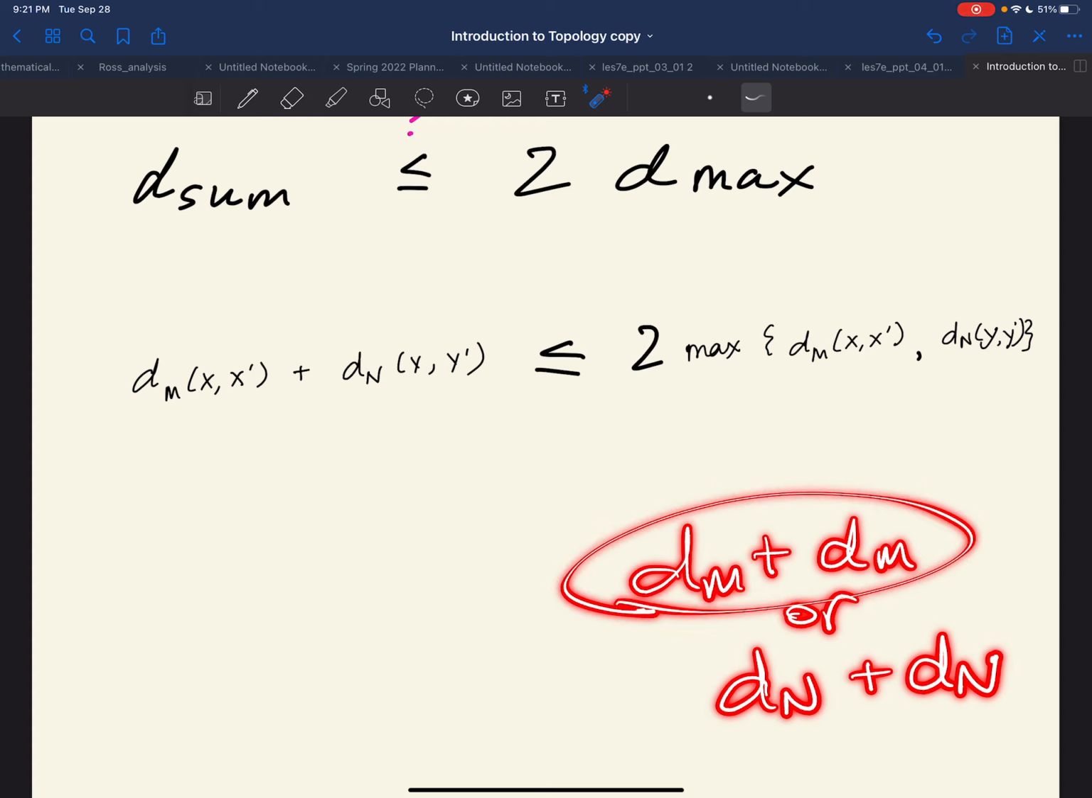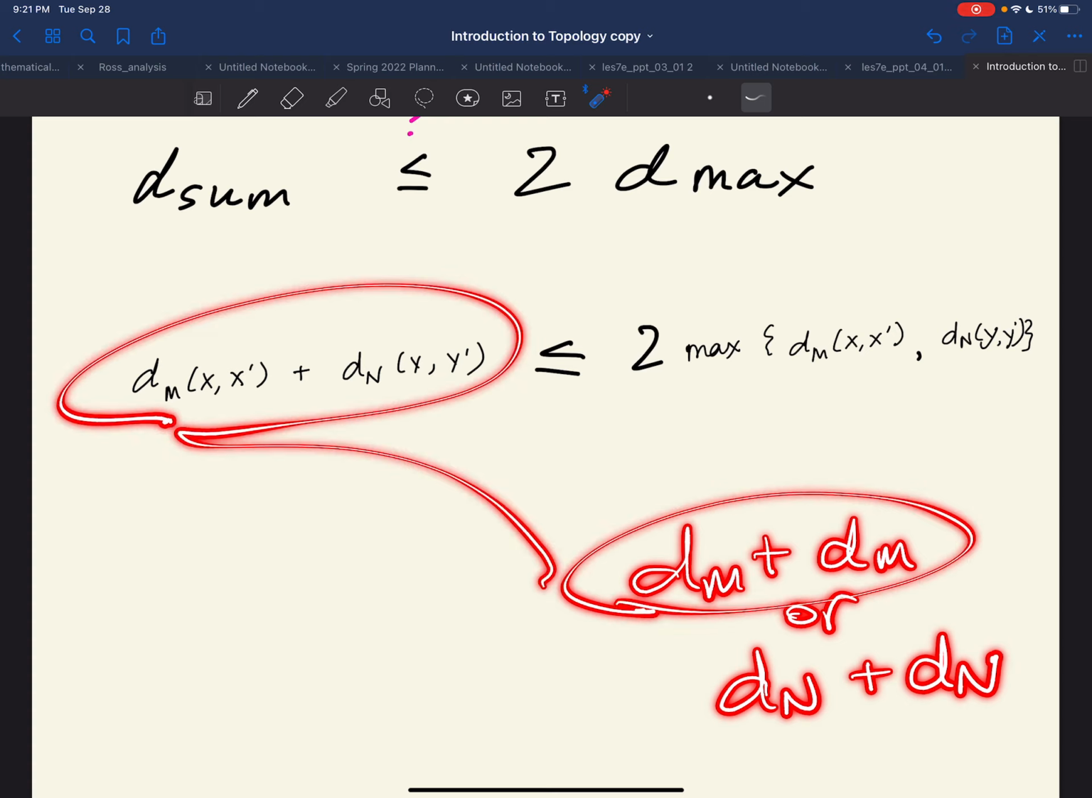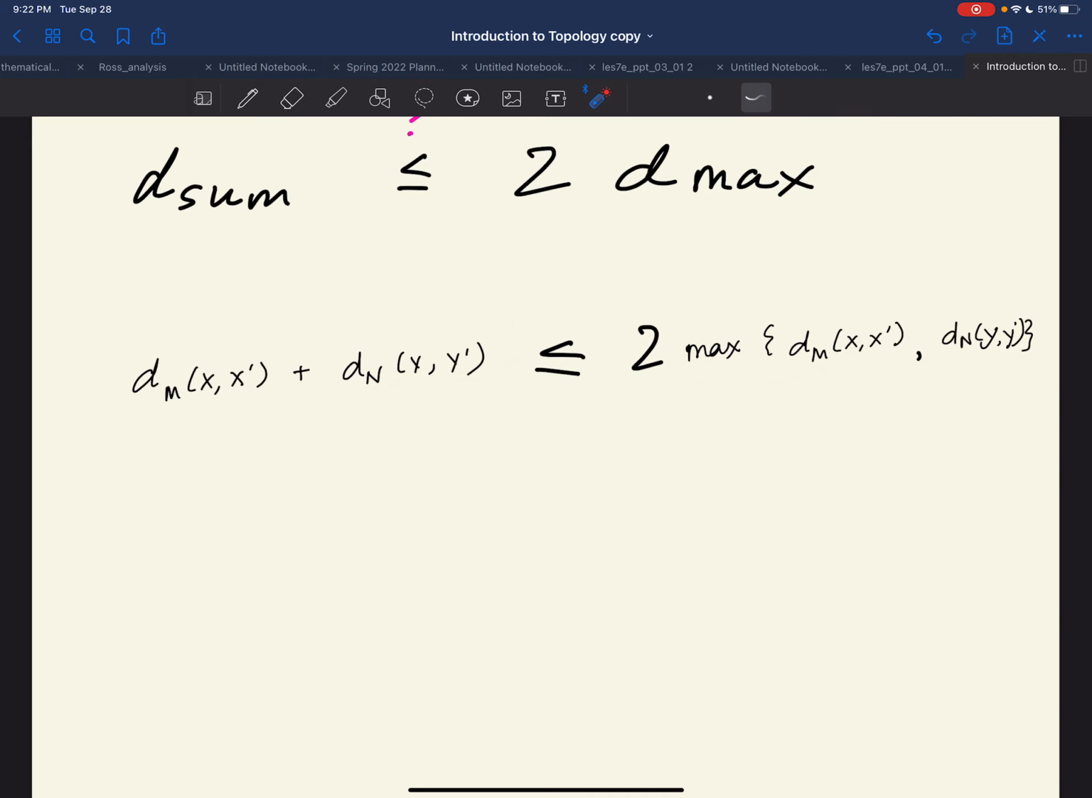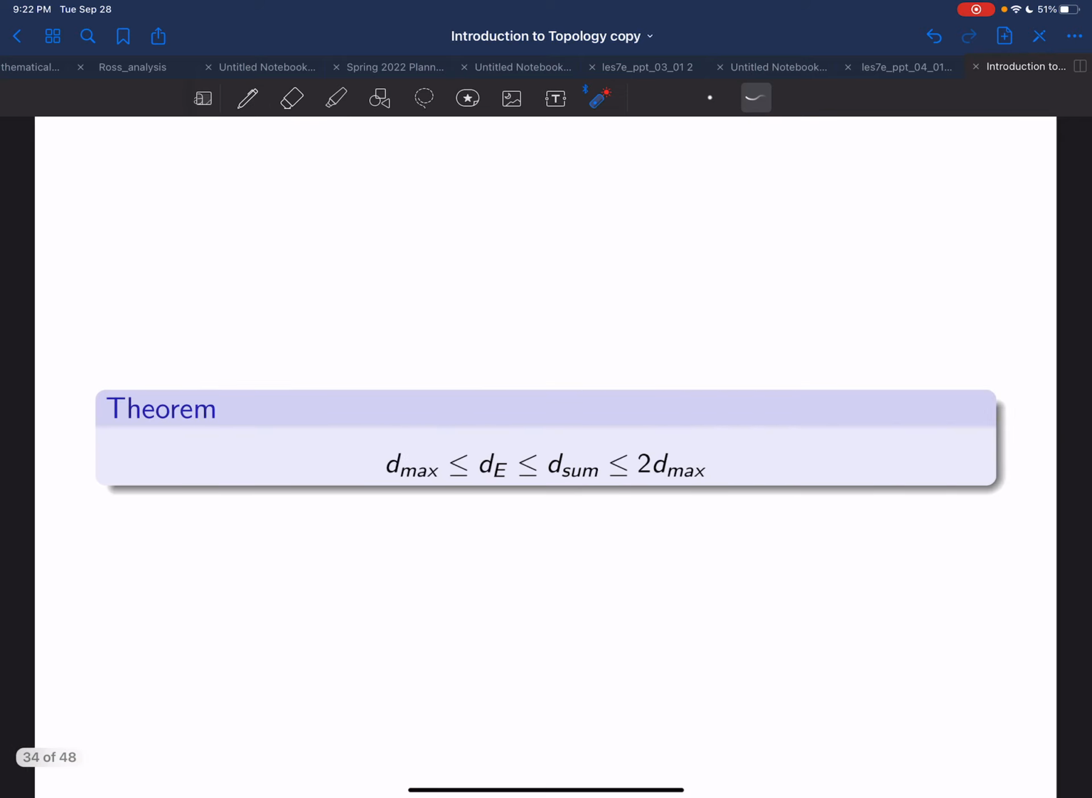And if I compare this to this, if I'm using d sub m as my max, that means that this d sub m is bigger than this d sub n. So I will have greater than or equal to. And similar reasoning shows what happens if the max is the distance in the y-coordinate or the n-coordinate. Okay? So putting it all together, what have we shown?